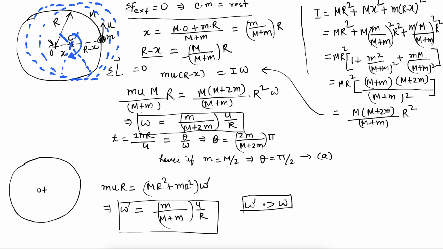So the question is, why is this? Why is omega prime greater than omega? Why is the angular speed of the hoop larger when it is hinged at the center than the case where it is free to rotate through its center of mass? Think about it and let me know in the comments.